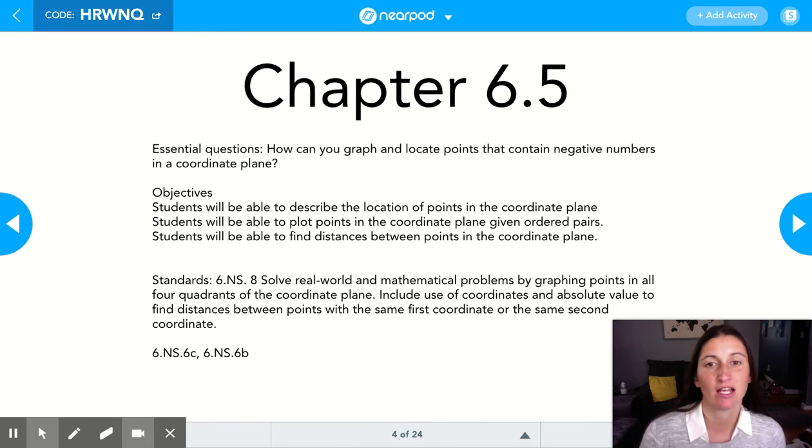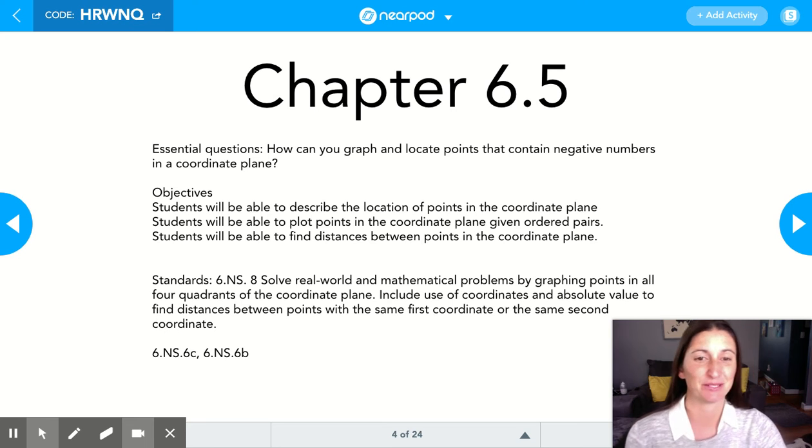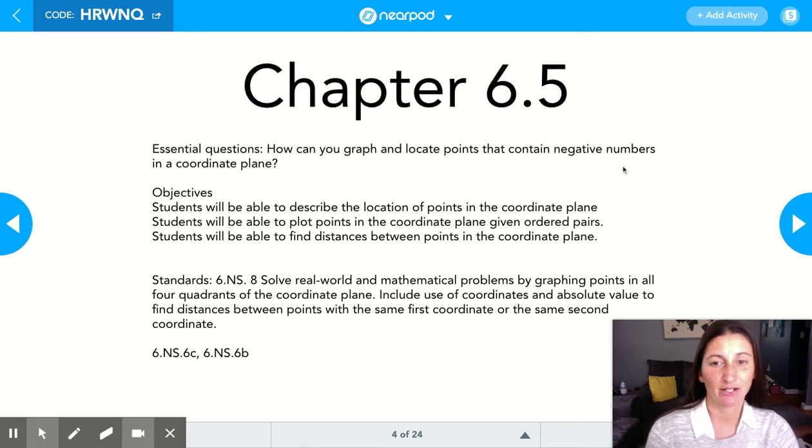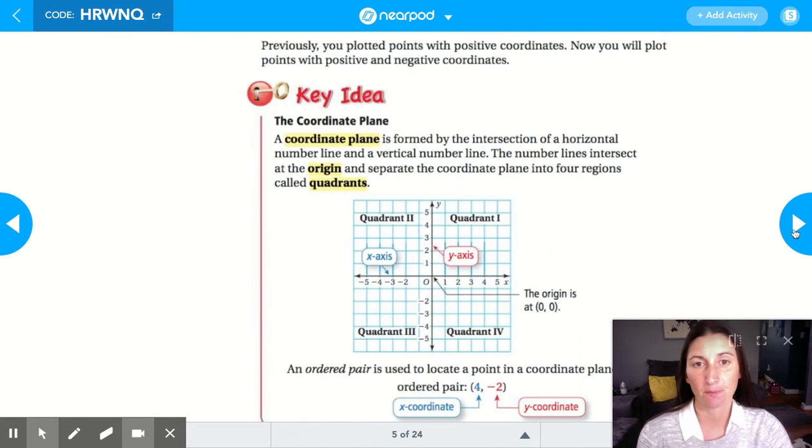Today we'll be looking at Chapter 6.5. Our essential question is: how can you graph and locate points that contain negative numbers in a coordinate plane? The objective is that you'll be able to describe the location of points in a coordinate plane, plot points in the coordinate plane given ordered pairs, and find the distance between points in the coordinate plane.